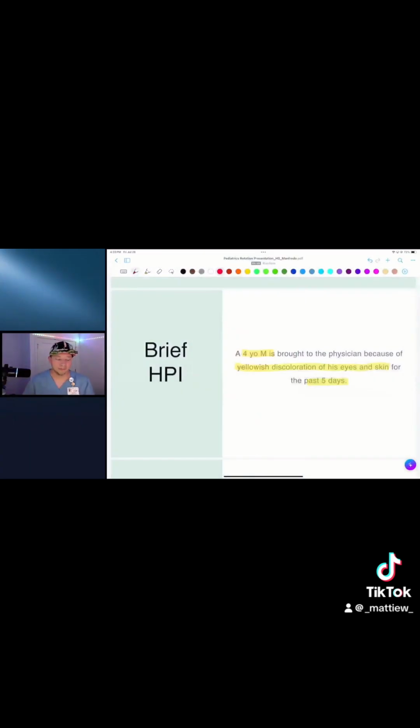So today we're going to talk about hereditary spherocytosis. So let's take a look at a patient and what they would look like. Today we have a 4-year-old male with yellow discoloration of his eyes and skin for the past 5 days.